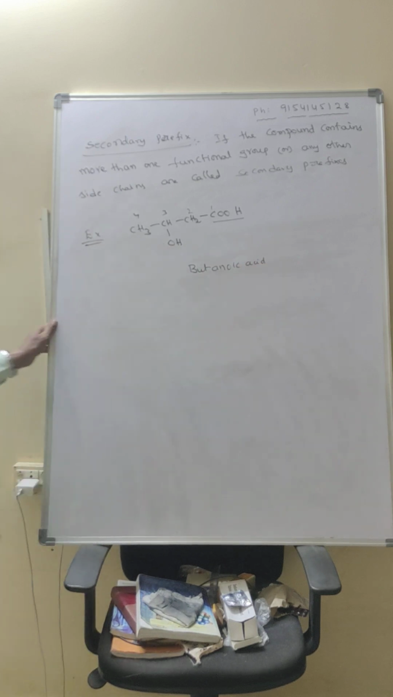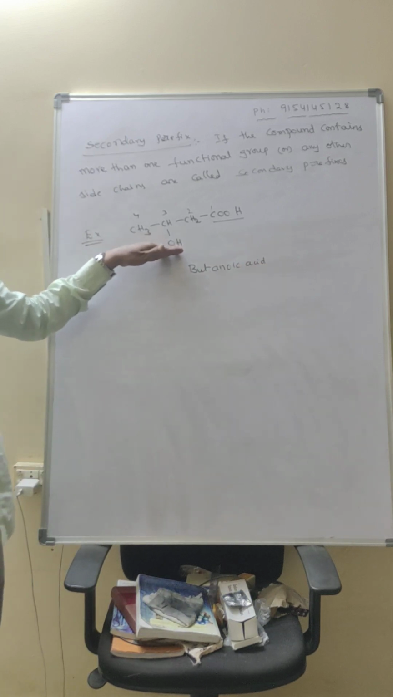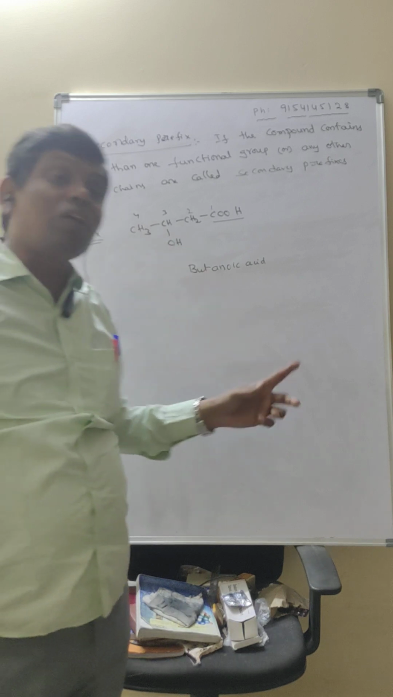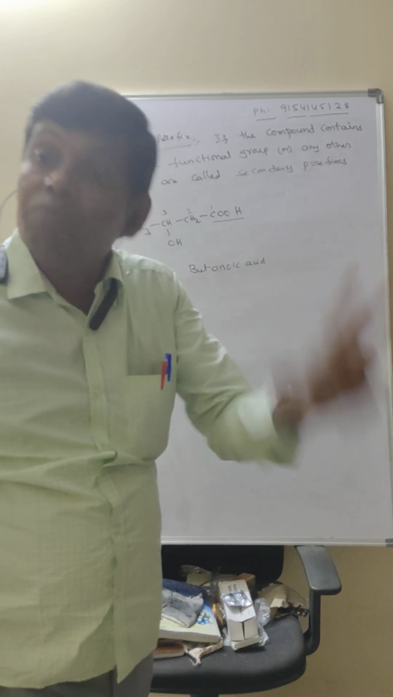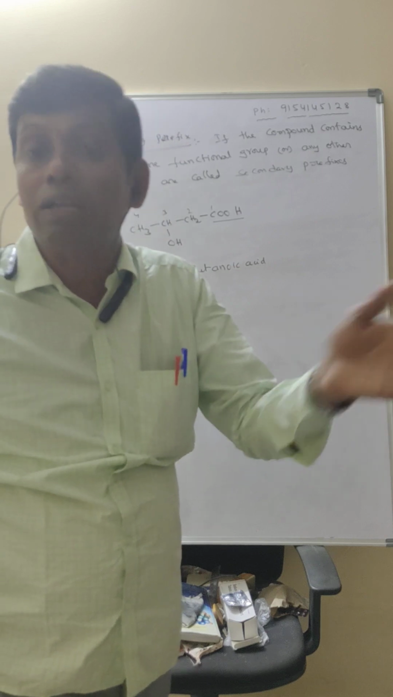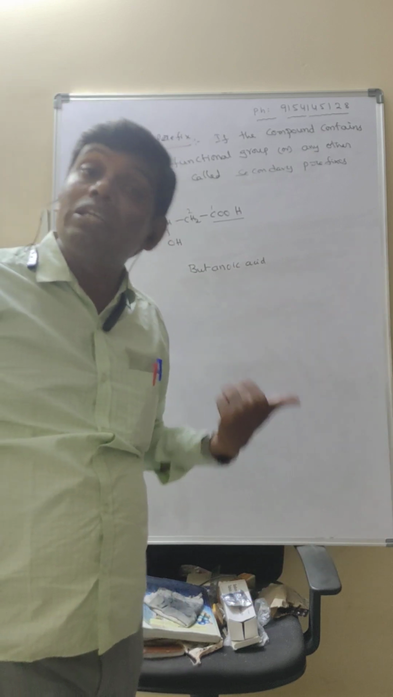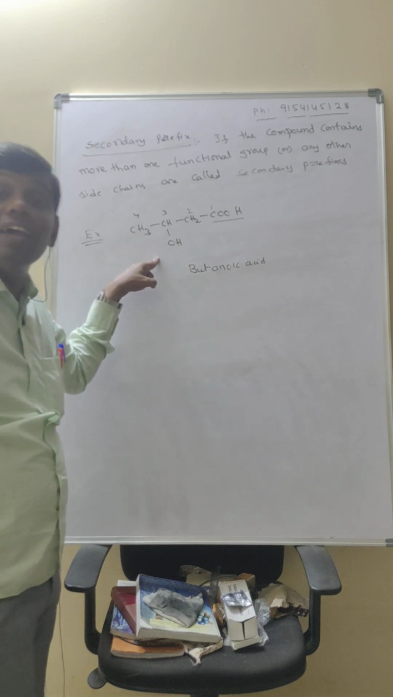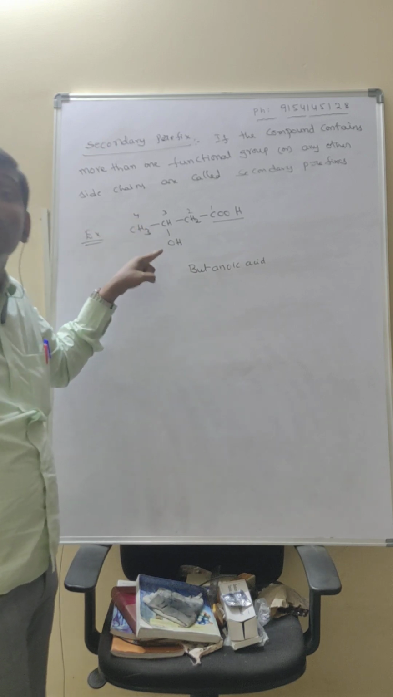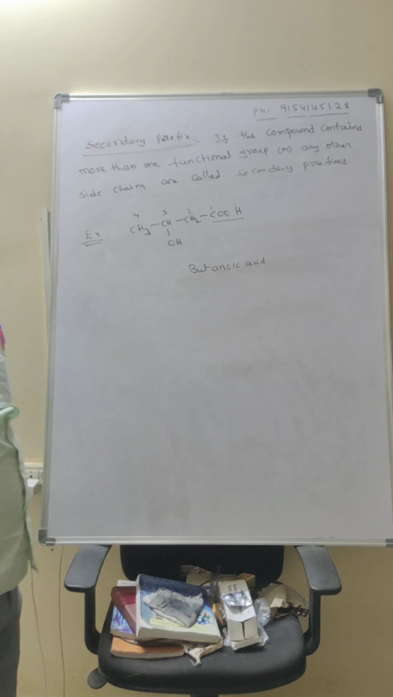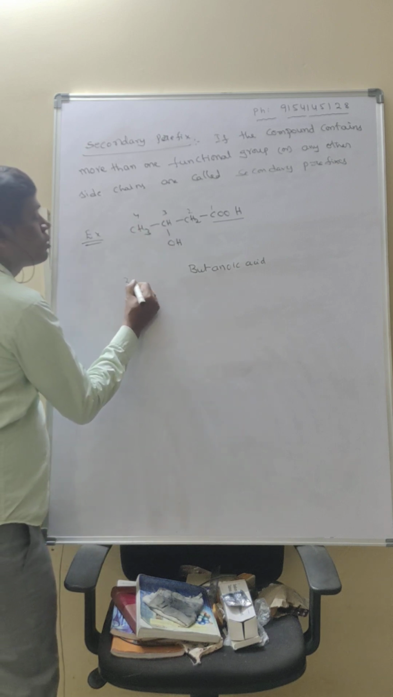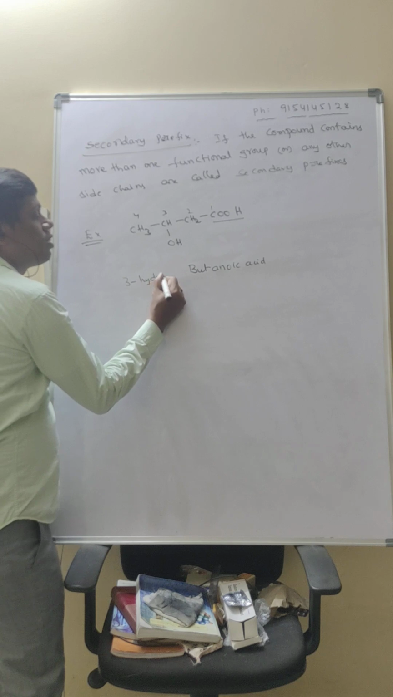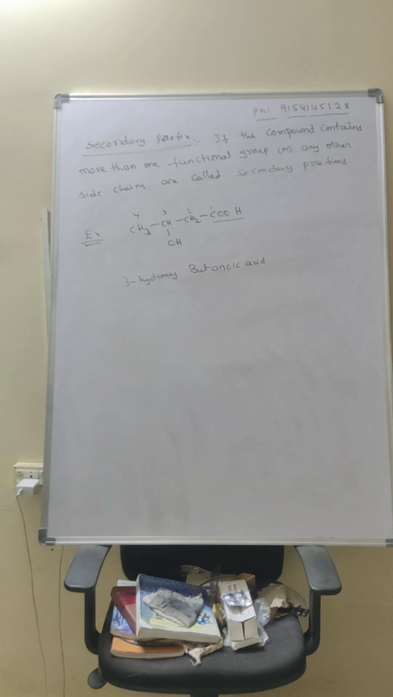What about this functional group? Here this functional group acts as a side chain. Every functional group has two types of names: one is a prefix name and another is a suffix name. If it acts as the main functional group, we use the suffix name. If it acts as a side chain, we use the prefix name. Here OH acts as a side chain, so its prefix name is hydroxy, at third position. So 3-hydroxybutanoic acid.